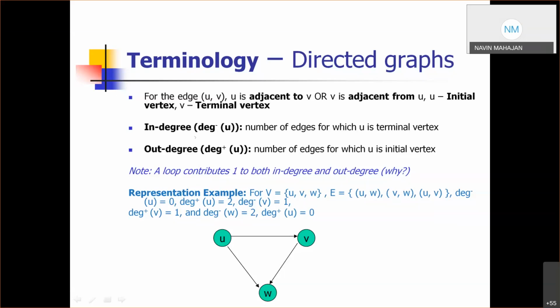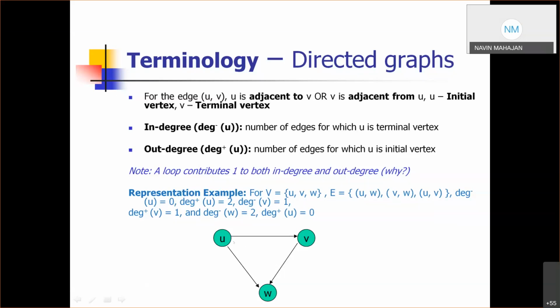What is in degree in that graph? The number of edges coming into a particular vertex is called in degree. Now in degree of V is how much? We have only one edge which is coming from U to V. So incoming edge is only one, so in degree is 1. What about out degree? Out degree of V is also 1 because there is only one edge which is going out. What about out degree of U? There are two edges which are going out of U, U to V and U to W. So out degree of U is 2.